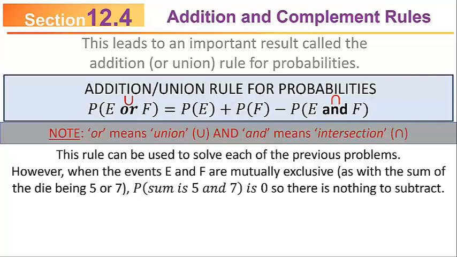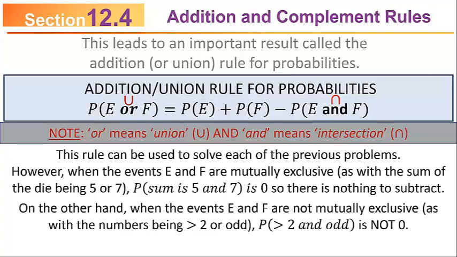But I will say that if you did use the formula for the first one, where the events were mutually exclusive, the sum being 5, there was no overlap with the sum being 7, there was nothing to subtract away. That minus part of the formula would have been 0. The probability would be 0 that a sum could be 5 and 7. However, on the second one, there was an overlap. There were numbers bigger than 2 that were also odd. This formula takes care of that.